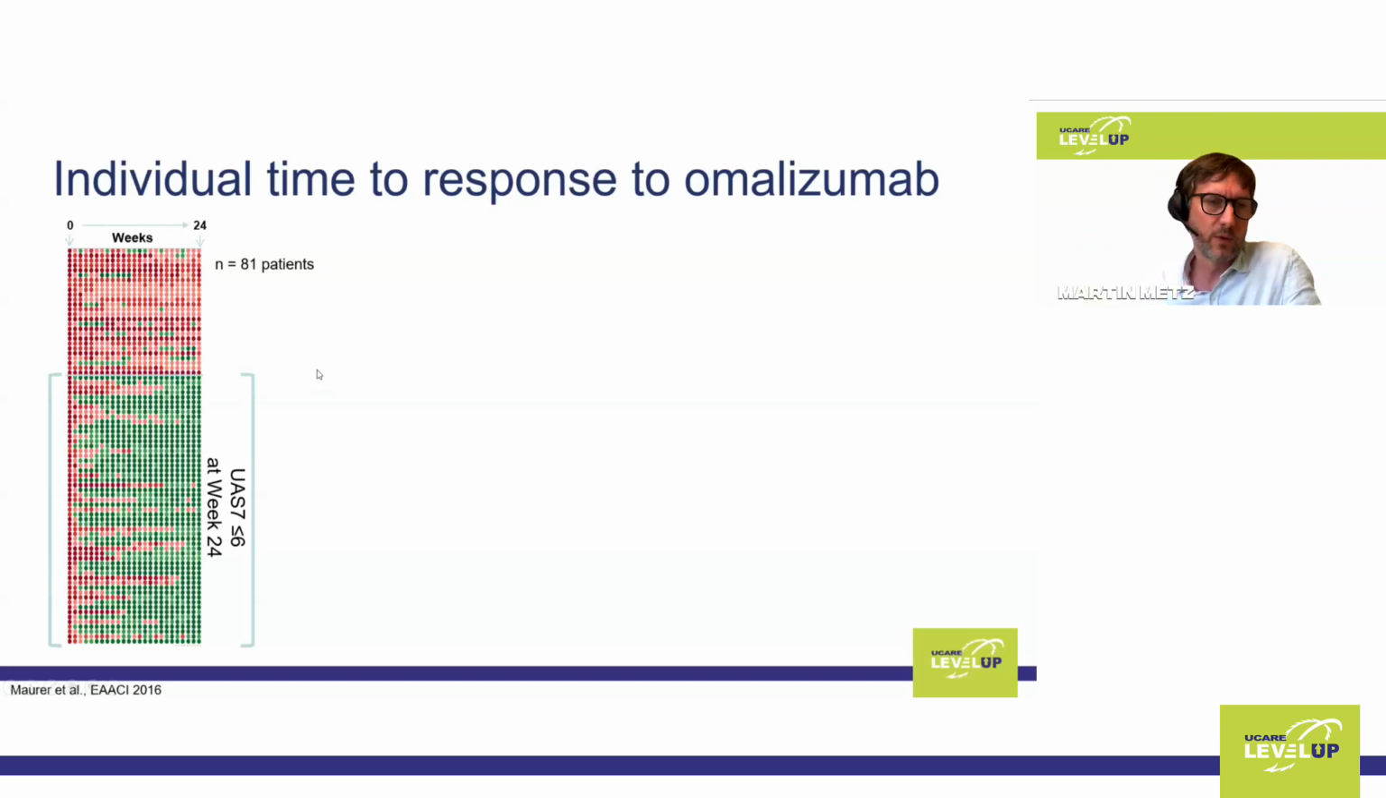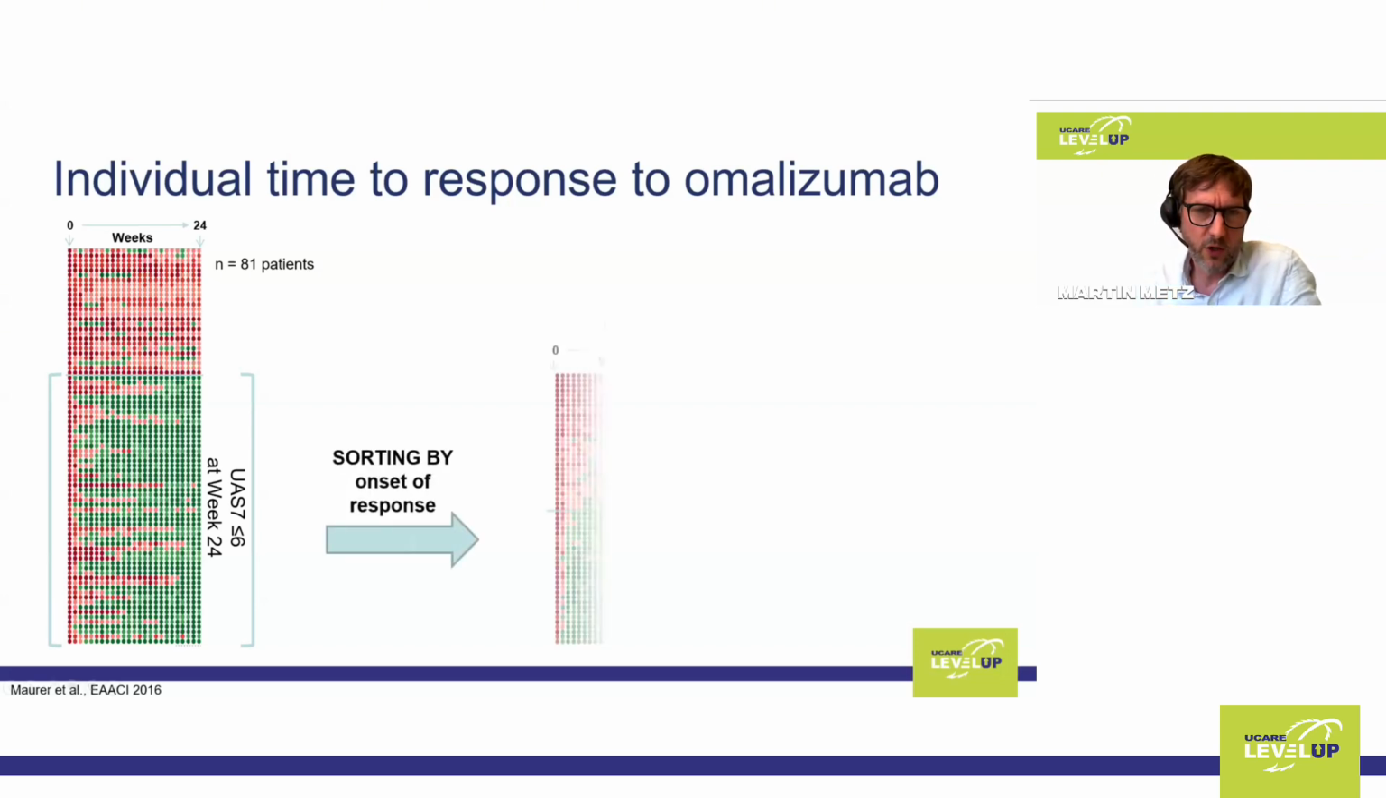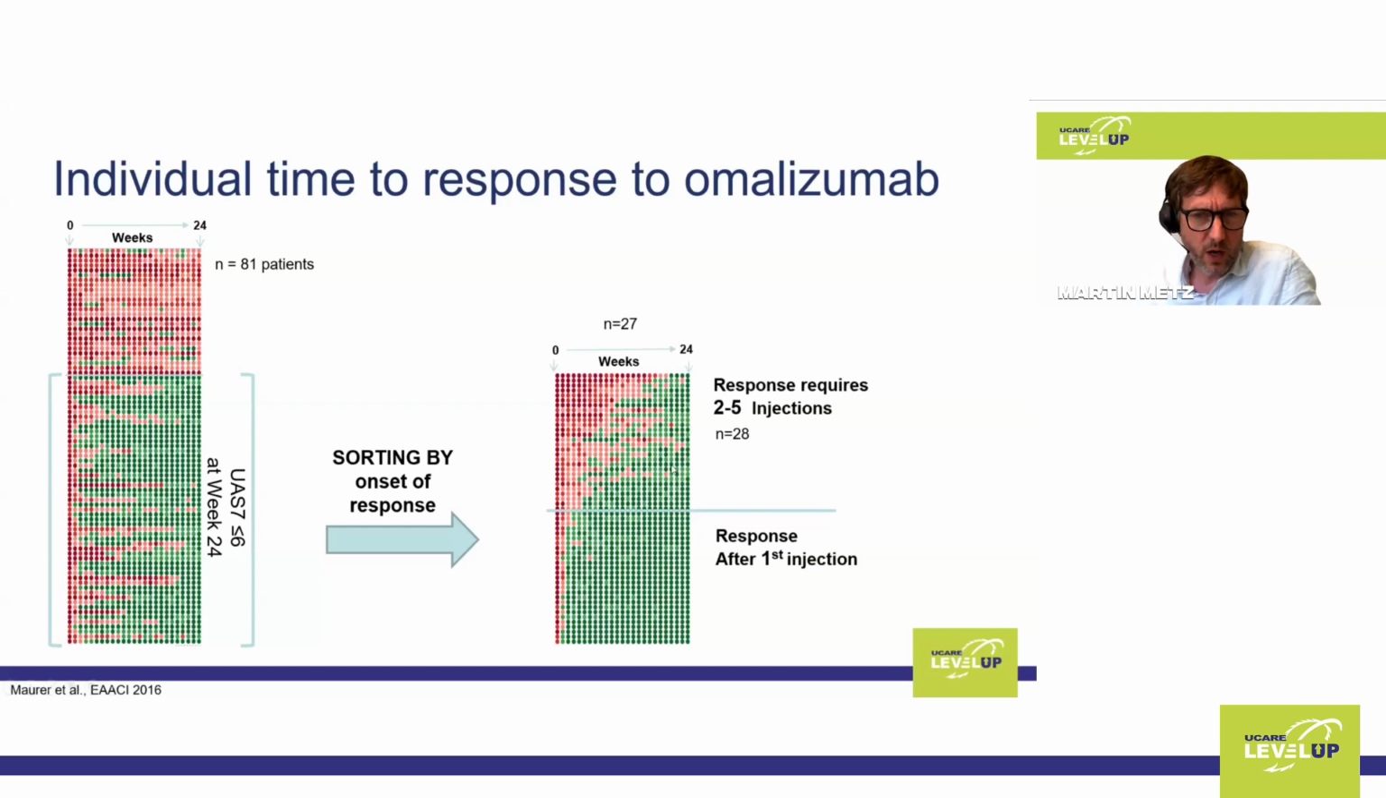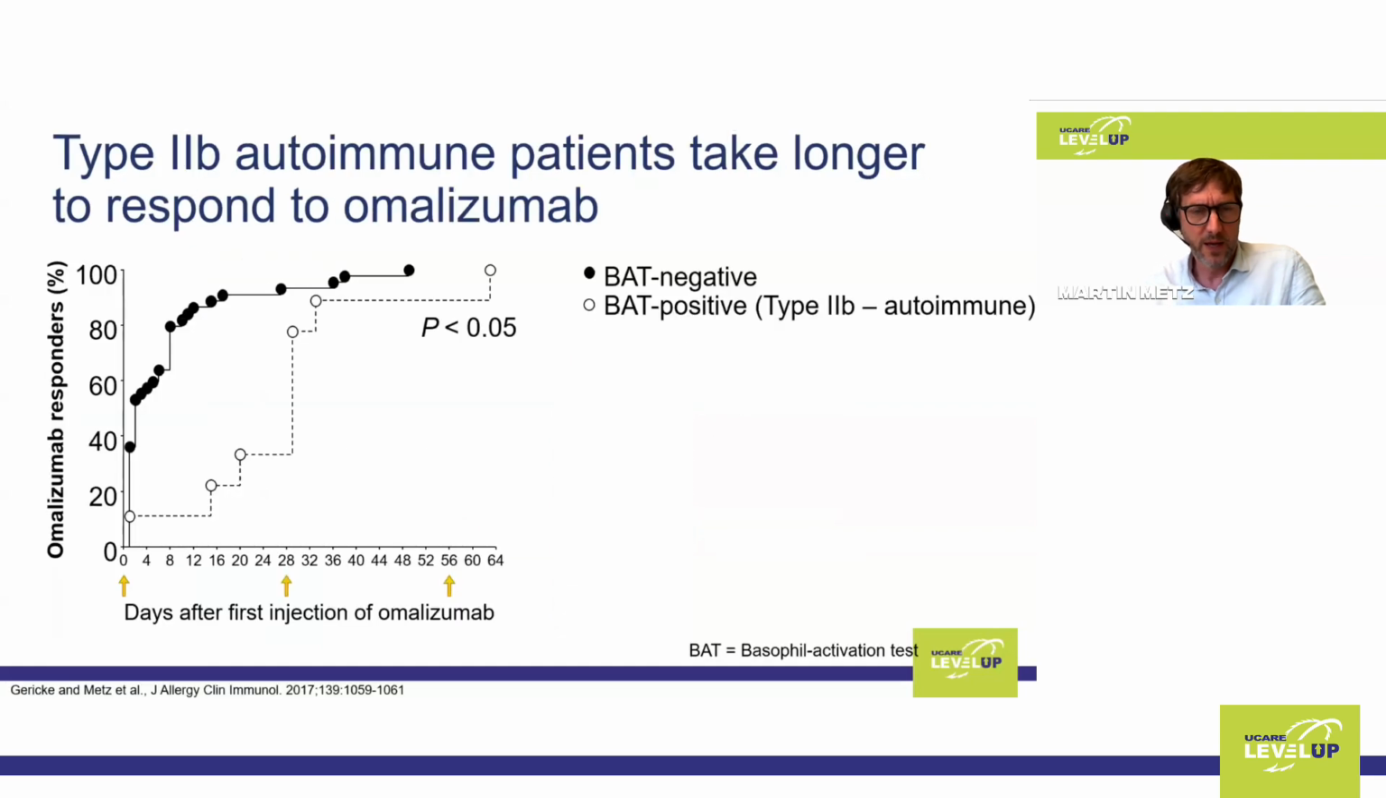I mean, we know that, and we knew that from the phase 3 trials. About 1/3 are non-responders. And if we only look at the responders, we also see a differential response. So 1/2 of those that respond to omalizumab require a long time, up to 6 months, to show a treatment response, and about 1/2, so 1/3 overall, show a very fast response already after the first injection. And we do have some information on who these patients are that take longer.